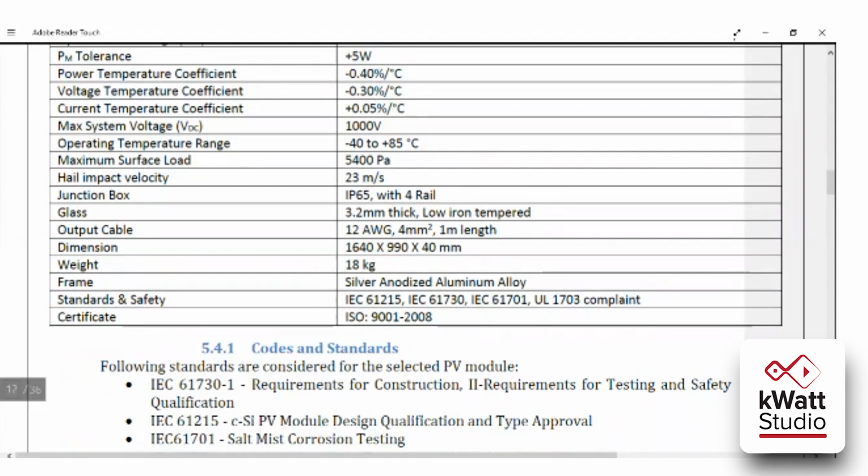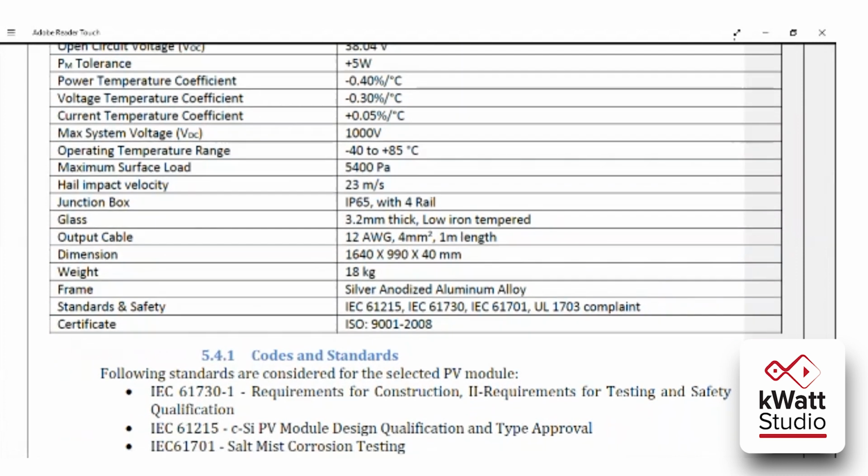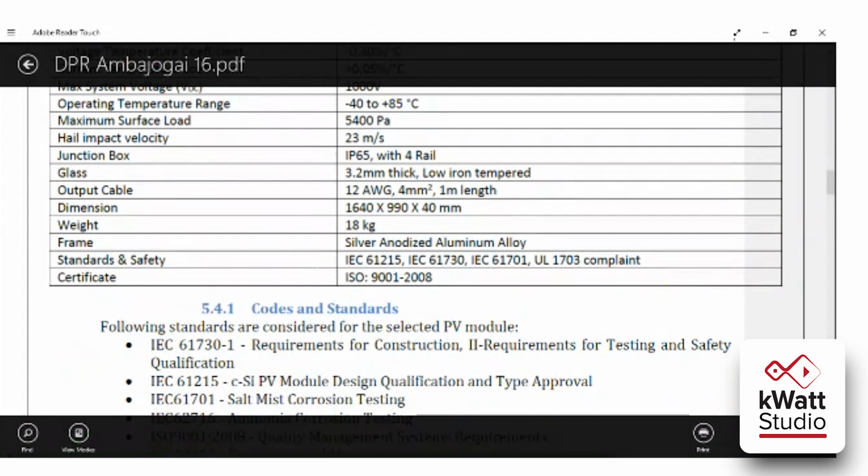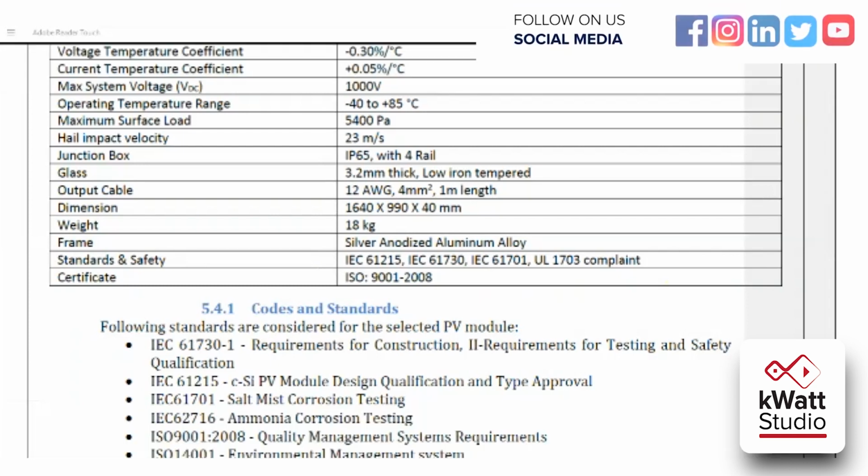The dimension details are given. The dimension is 1640 mm by 990 mm and the thickness is 40 mm. And the weight of the module is 80 kg. So all these details you will get from the datasheet of the solar modules. What you have to do, you just have to visit the website of that particular company. Let's say if you're using Waaree solar modules, you have to visit the Waaree website. There you can download the datasheet and you can add the details.